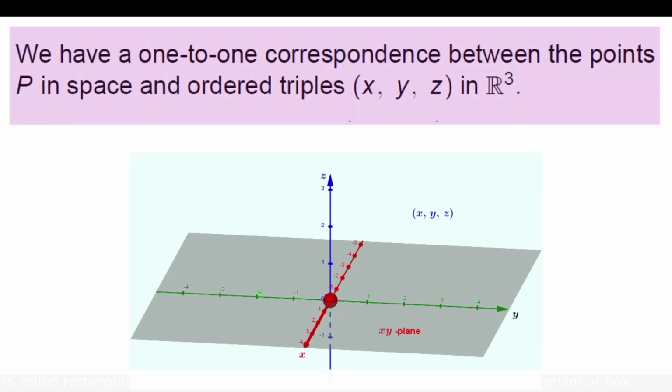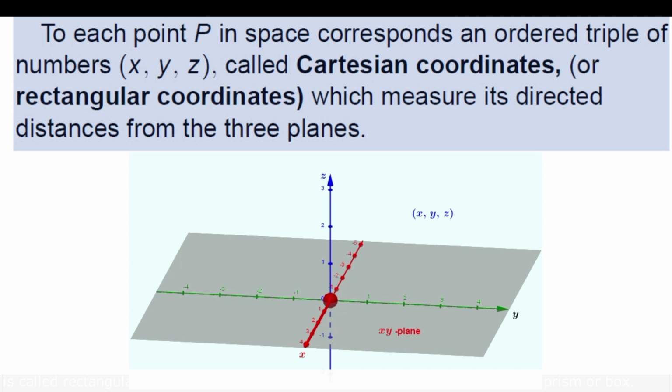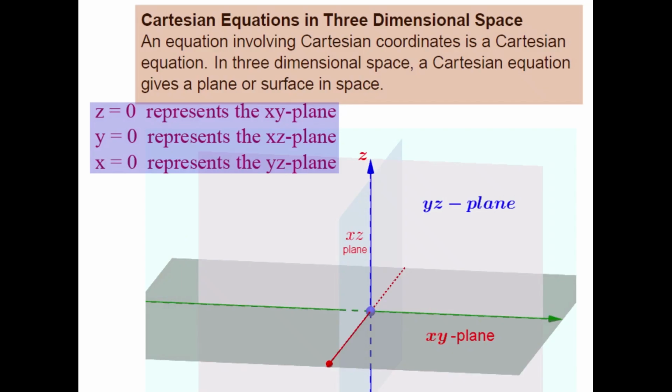We have a one-to-one correspondence between the points P in space and ordered triples (x, y, z) in R3. To each point P in space, there corresponds an ordered triple of numbers (x, y, z) called Cartesian coordinates or rectangular coordinates, which measure its directed distances from the three planes.